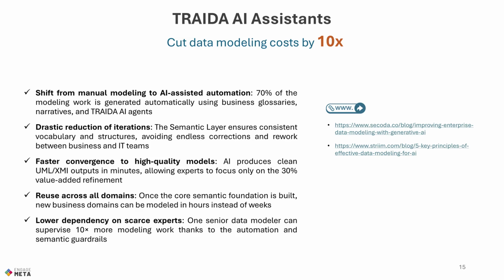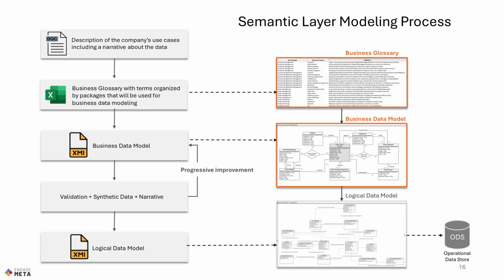AI-assisted modeling drastically reduces cost on iteration cycles. Experts focus on semantic decisions instead of repetitive technical work. The semantic layer is built progressively, step by step. Each level improves precision and prepares the next one.